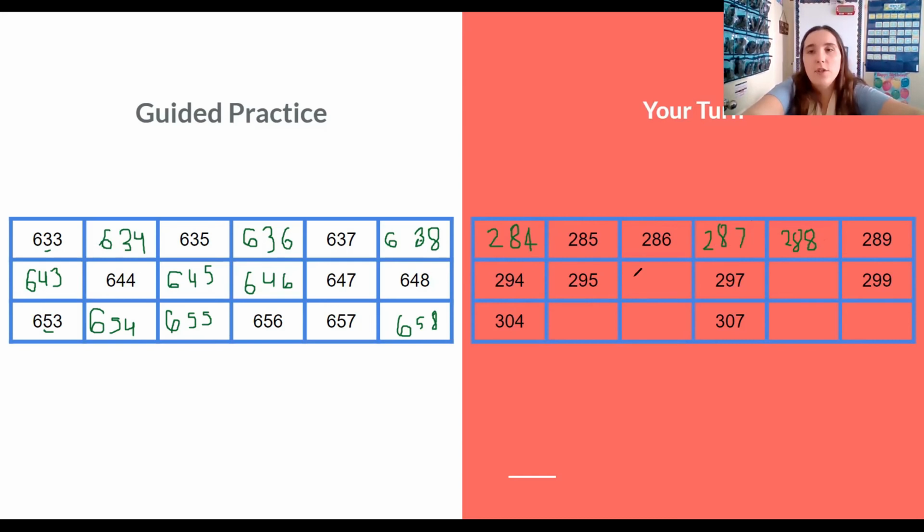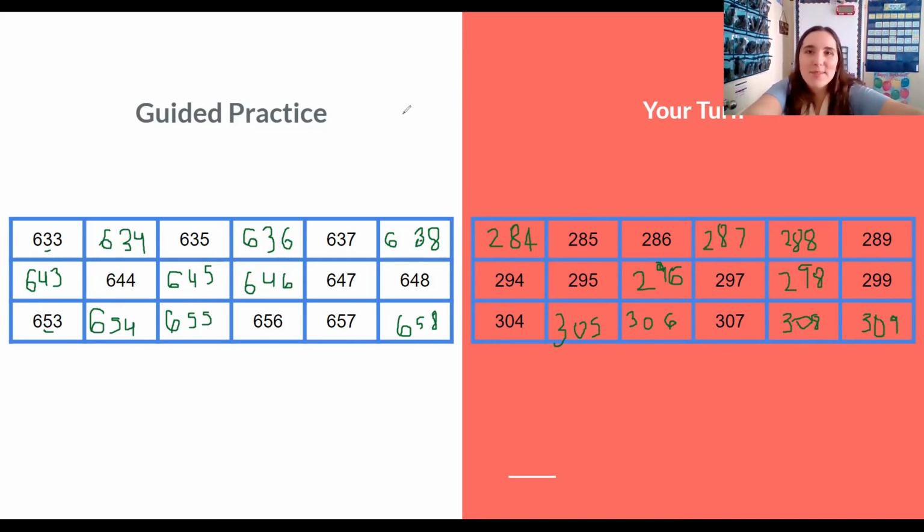294, 295, 296. Ooh, that's a crazy 9. There we go. 297, 298. Ooh, this is the tricky part because I can already see this is 299, and I know that the next number is 300. So that means that we're not in the 200s anymore. So my hundreds have changed. So now 304, 305, 306, 307, 308, 309. Great job, you guys. I hope you got a bunch of those right.